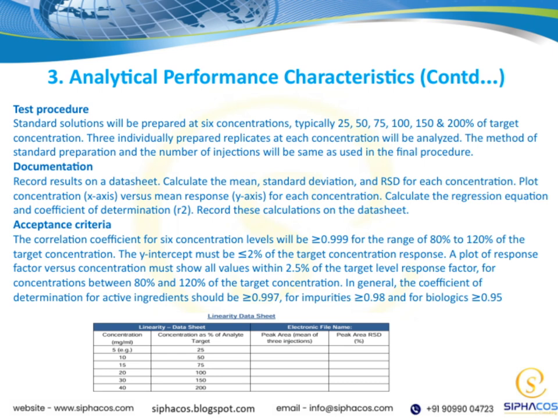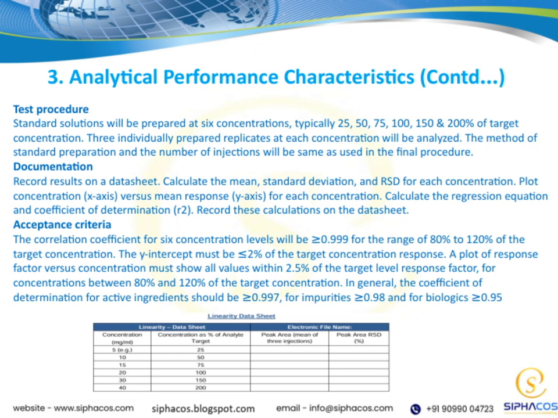Moving on to acceptance criteria, the correlation coefficient, or R, for these 6 concentration levels should be at least 0.999, especially within the range of 80 to 120% of the target concentration.